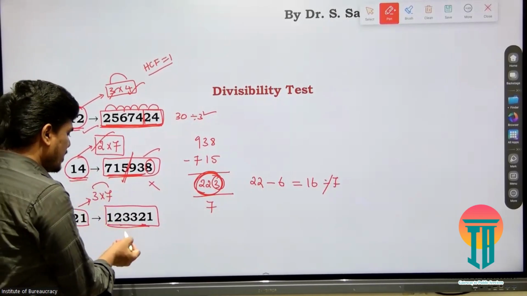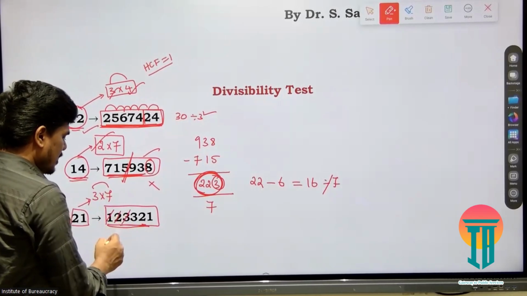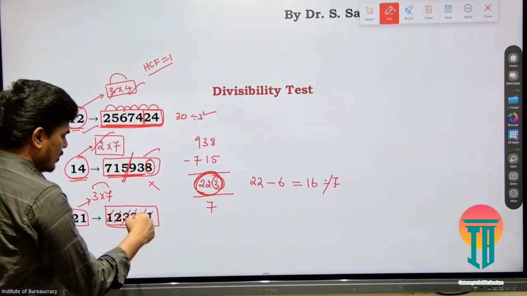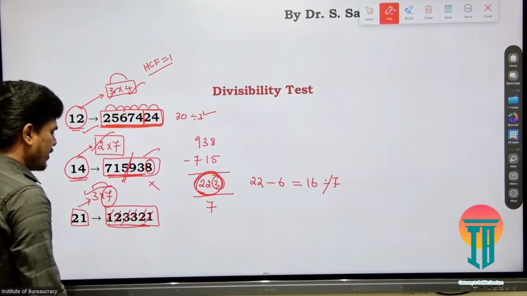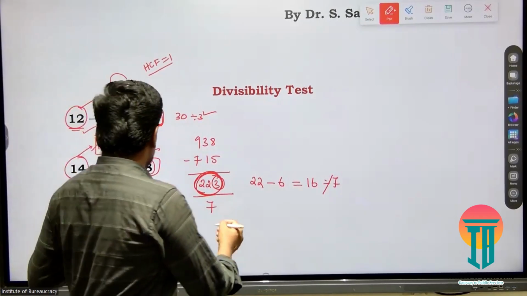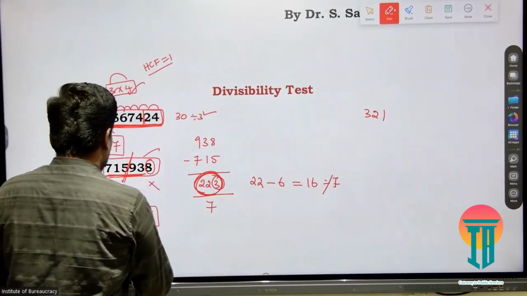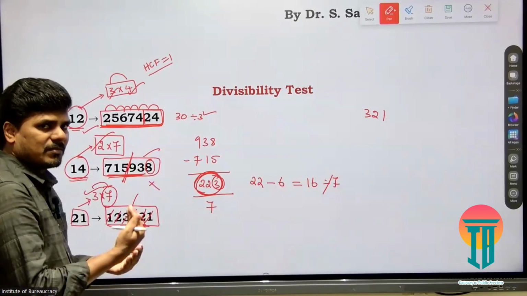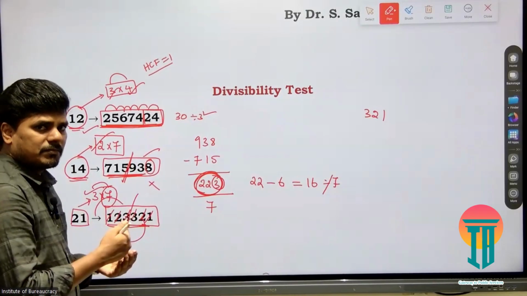Is it divisible by 3? Yes. If you add, it is 3, 6, 9, and then 12. So it's divisible by 3. Whether it is divisible by 7, again you have to do the same process. You take 3, 2, 1, and separate them into three numbers. You take all the numbers available in the odd places and add them, if you have more numbers. All the numbers available in the even places, add them.